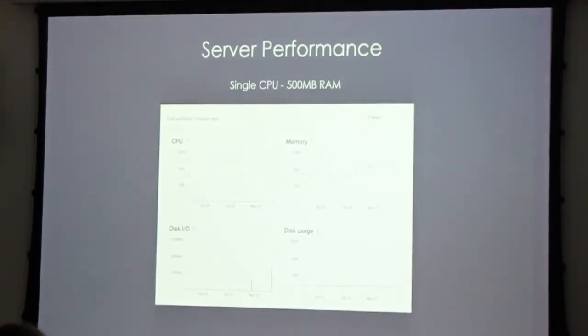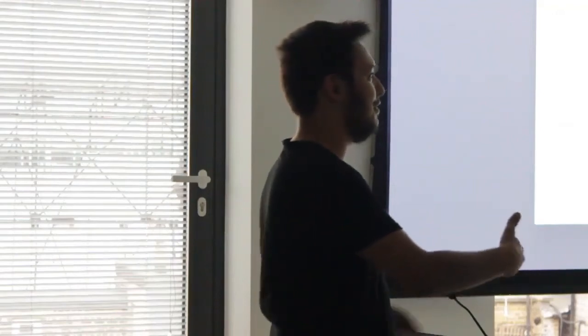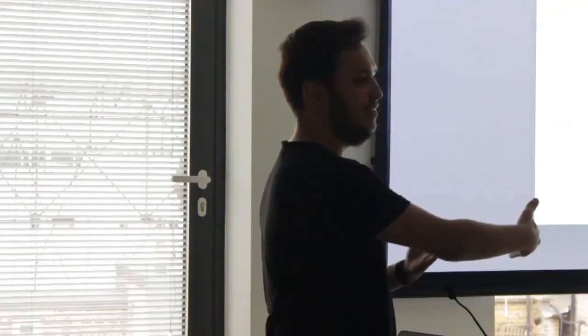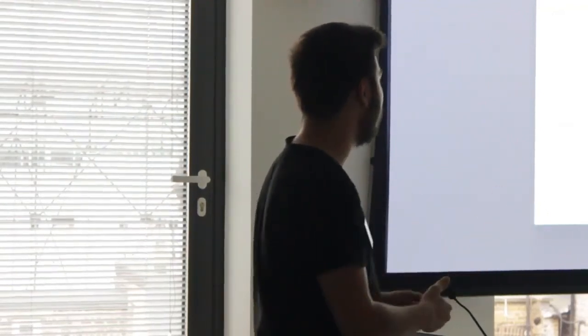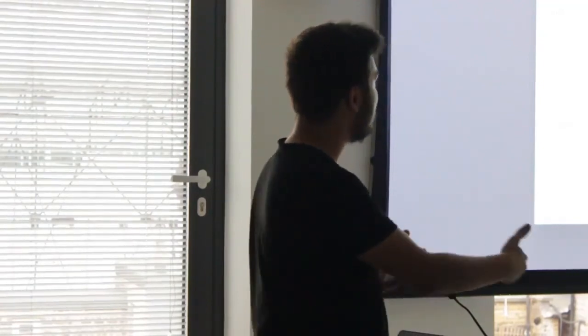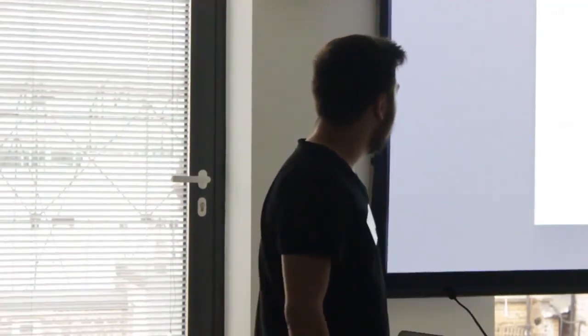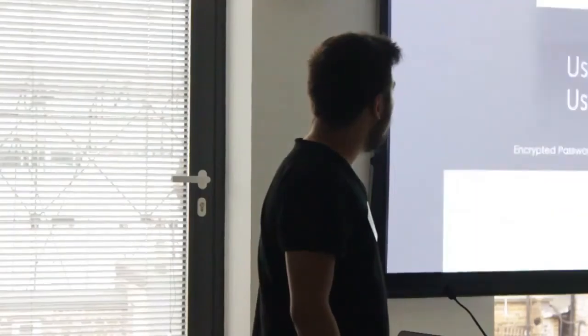So, a bit about the performance. As you can see, with just a single CPU server with 500 megabytes of RAM, this is a cloud server, hosted on DigitalOcean, it's not using that much, because I'm sending the data once every 5 Unity units. I'm sending the data that I've recorded. I've tried to optimize it as much as I could in the time frame that I had.